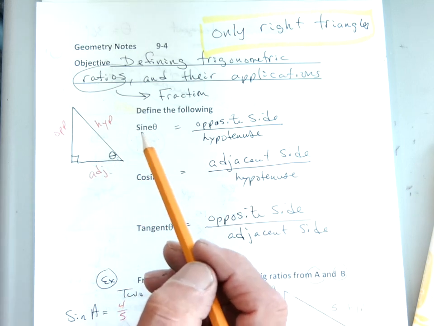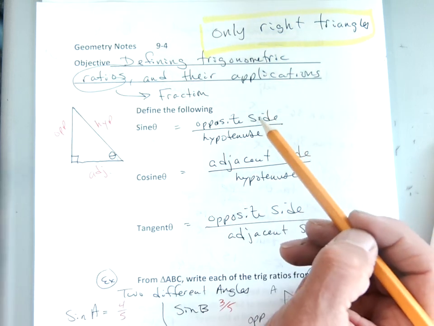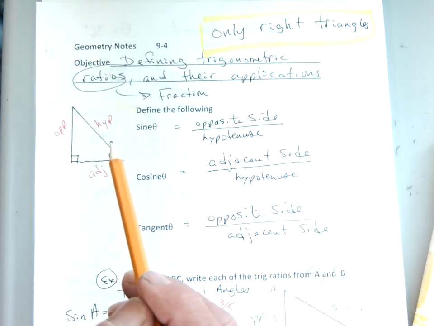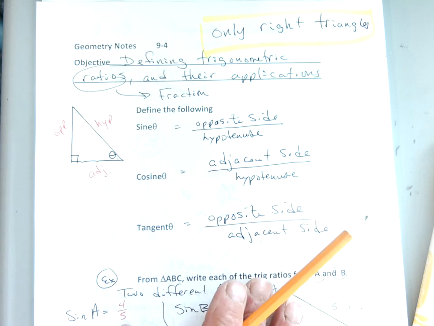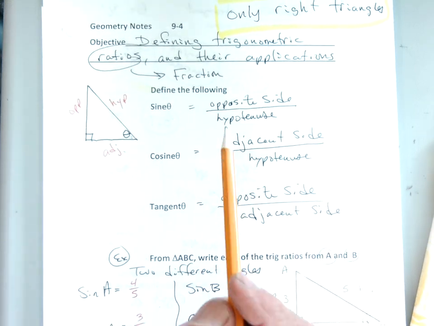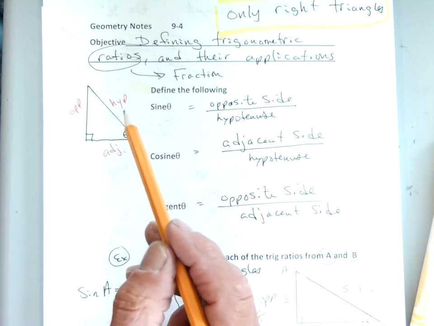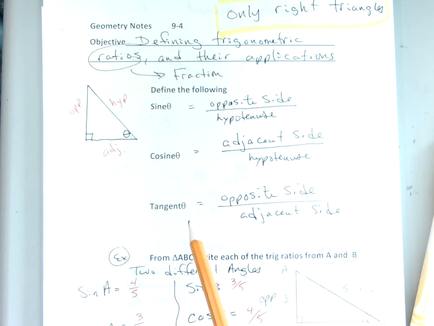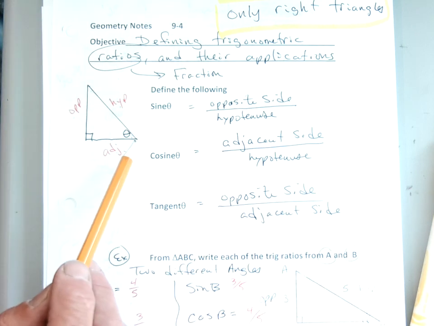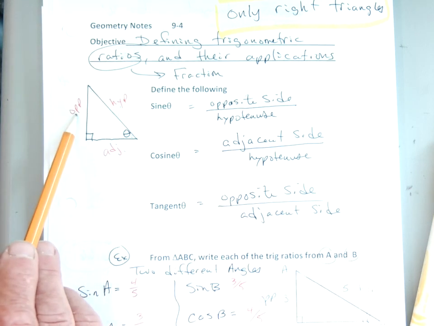So when we define sine, it's a ratio of the opposite side over the hypotenuse. When we define cosine, it's a ratio of the adjacent side over the hypotenuse. And tangent is defined as the ratio of the opposite side over the adjacent.